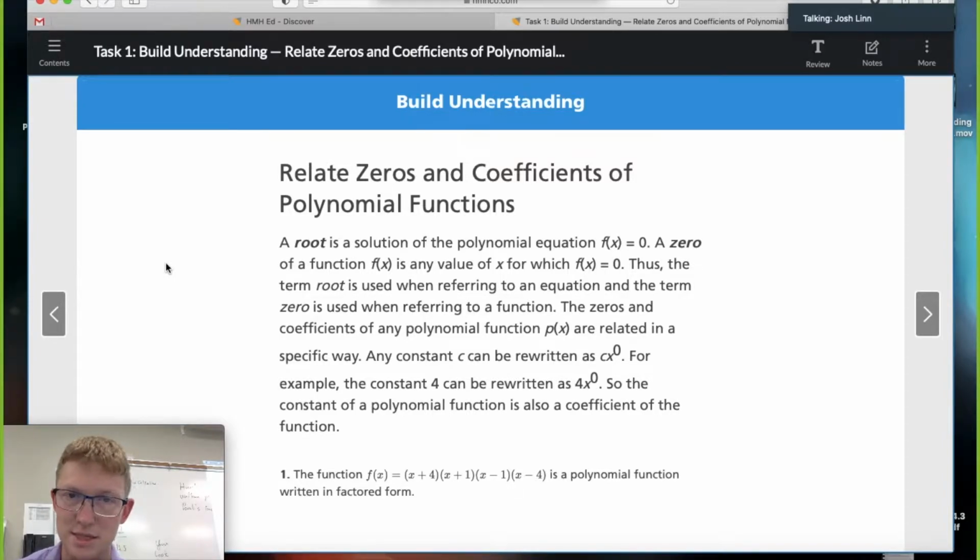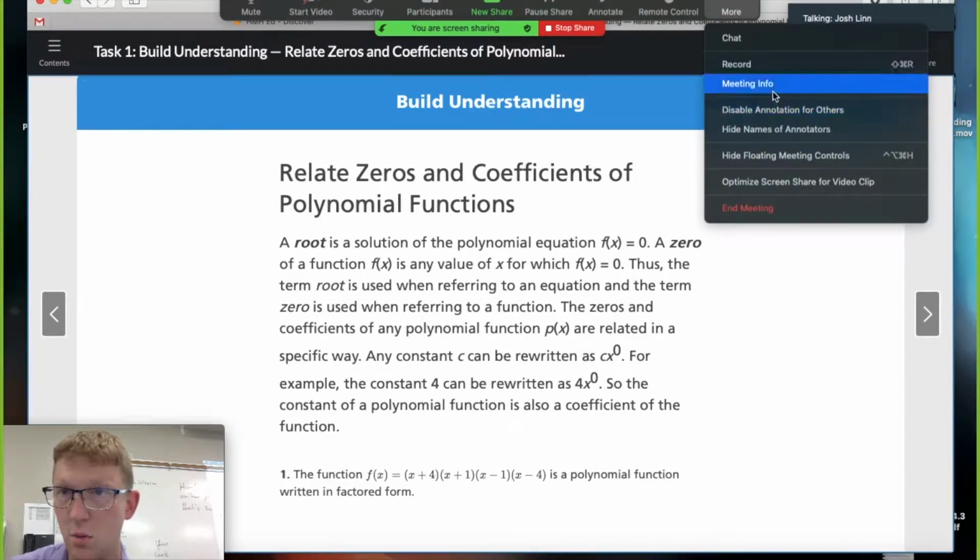Any constant c can be rewritten as c times x to the 0. For example, the constant 4 can be rewritten as 4 times x to the 0. Any number to the 0th power is equal to 1. So the constant of a polynomial function is also a coefficient of the function.